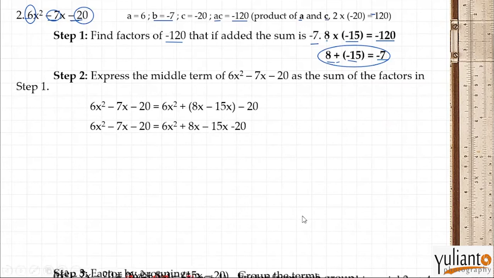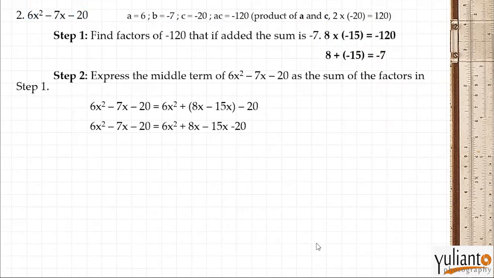Okay, now in here we have the factors 8 and negative 15. So what I did is I replace negative 7x with positive 8x and minus 15.